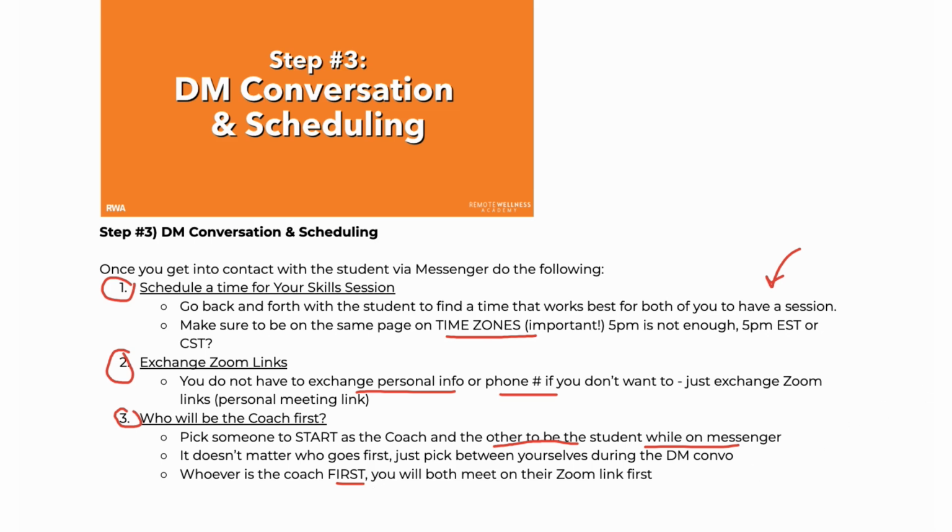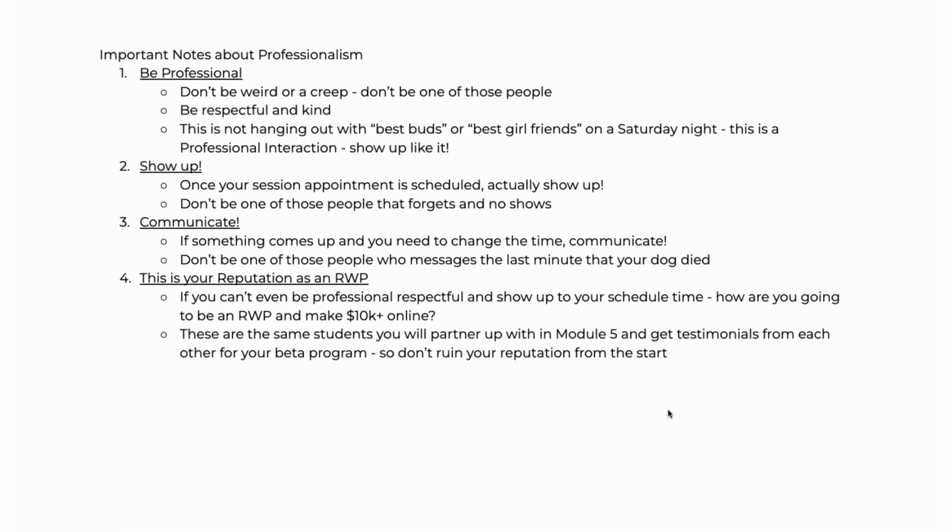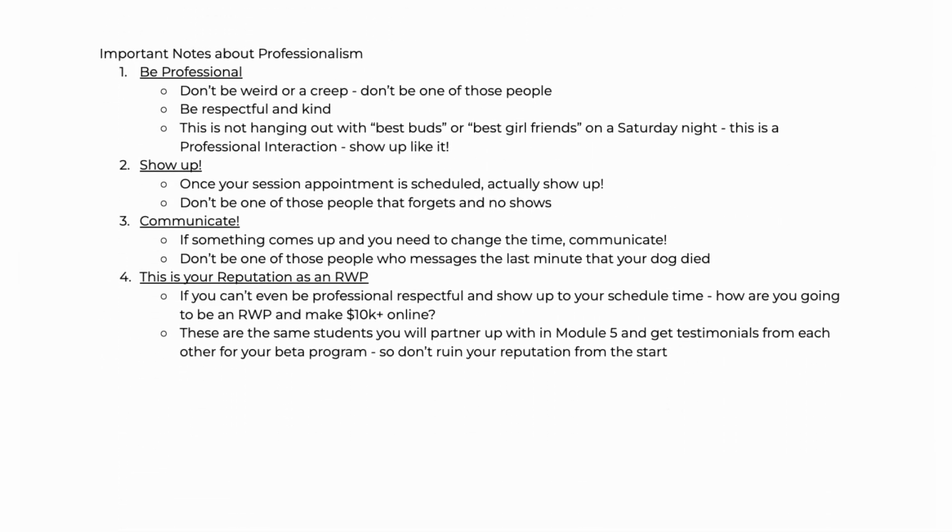Now, having said that, a couple points about professionalism. This is very, very important. You want to be professional, okay? Don't be a weirdo. Don't be a creep. Don't be one of those people, okay? You want to be respectful and kind. Actually communicate. Don't be dry. Try to use some emojis if possible. Try to answer fully. Don't just give one-word answers.